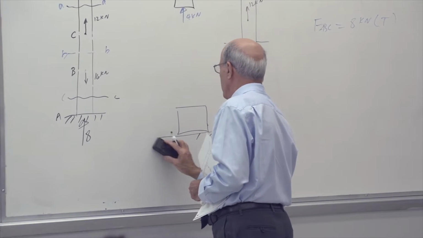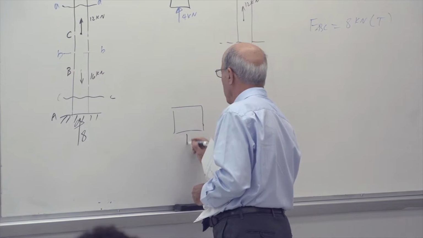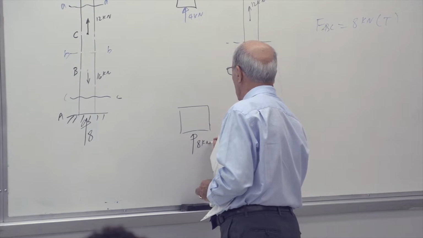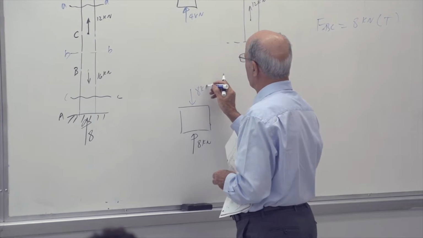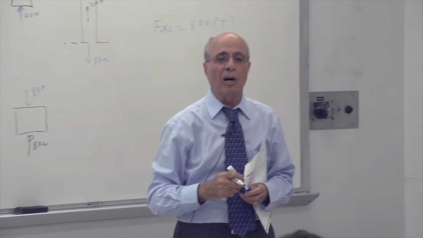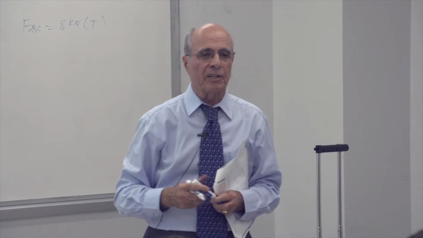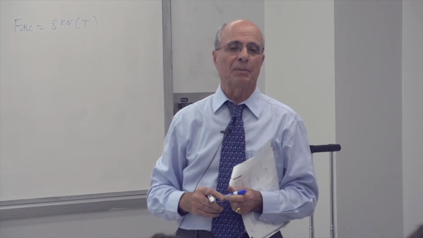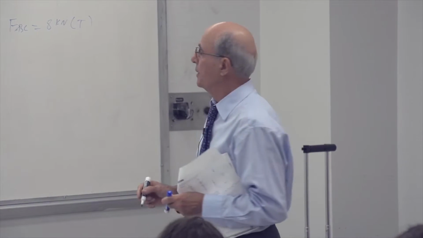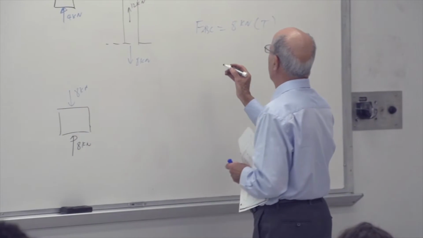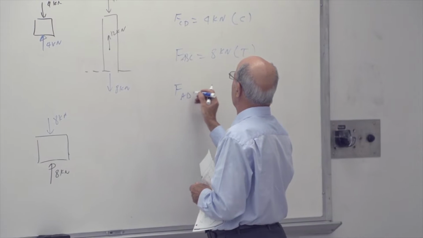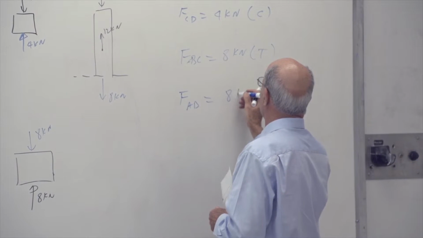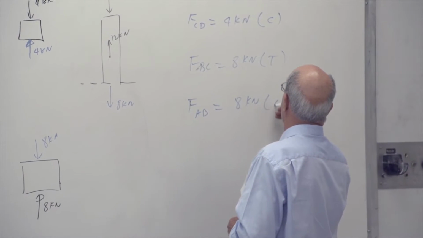Here, I have to remove this, by the way. So we remove here. Here is the 8 kilonewton. Obviously, this part is under what? 8 kilonewton. Under 8 kilonewton of compression, not 16, as you said at the beginning. Yes or no? Correct? So F AB is equal to 8 kilonewton in compression.